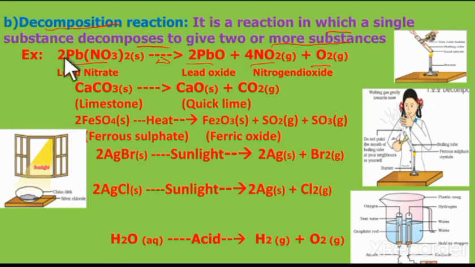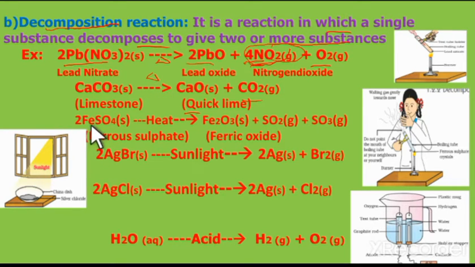Lead nitrate is a white colored substance. When it is heated, it gives brown fumes, due to the evolution of NO2 gas. Another example: when calcium carbonate, that is limestone, is heated, it gives quicklime and a colorless gas, carbon dioxide. Calcium carbonate decomposes to give calcium oxide and carbon dioxide, using heat energy.